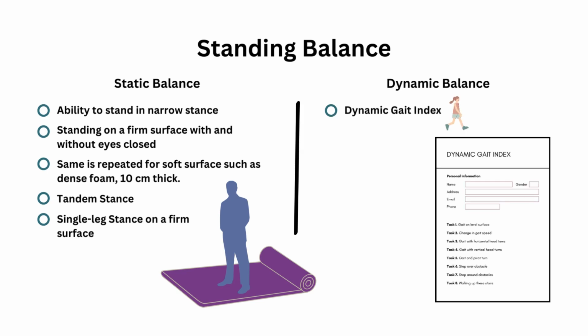It consists of 8 different walking tasks, that is, walking on level surfaces, change of speed during walking, head turns in horizontal and vertical directions, walking and turning 180 degrees to stop, stepping over and around obstacles, and walking up and down the stairs. Each item is scored on a scale of 0 to 3, with 3 indicating normal performance and 0 representing severe impairment.